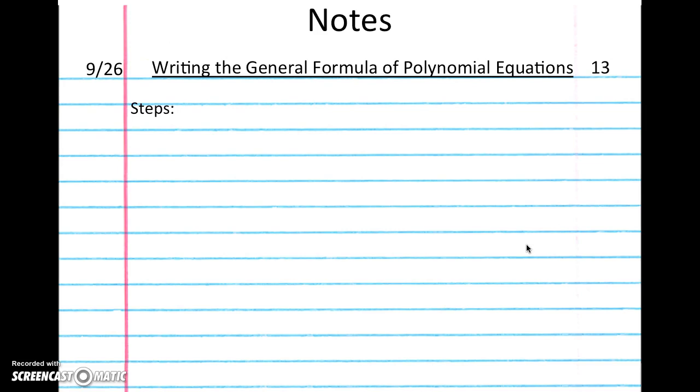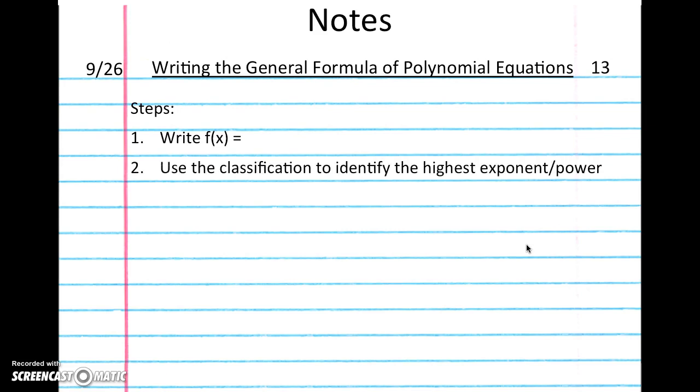So going on with the steps, the first step is to write f of x. We are trying to write a formula or equation. Remember, equations have two expressions written on either side of the equal sign, so we always want to start with f of x equals. Next thing is we use the classification to identify the highest exponent or power. So again, when we say classification, we're talking about classification by degree, so words like quadratic, quartic, 5th degree, 6th degree, etc.